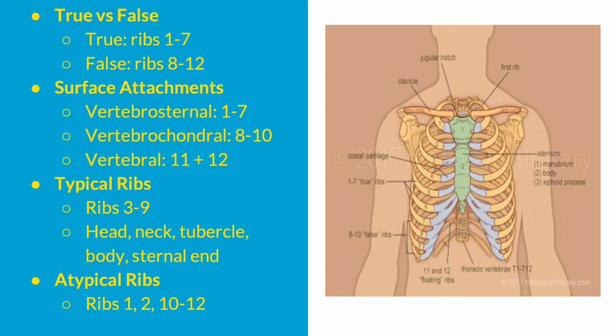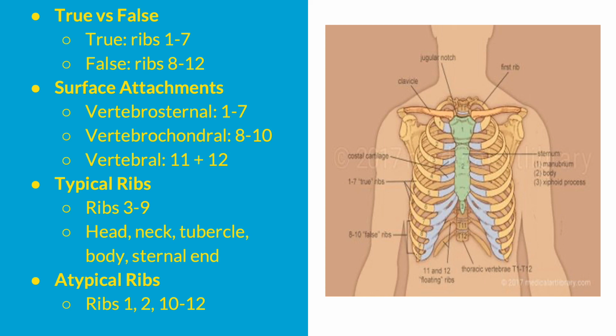Surface attachments are a different way that you can differentiate the different types of ribs. So vertebrosternal versus vertebrochondral versus just straight vertebral. You know that 11 and 12 are floating ribs. Ribs 1 through 7, those true ribs, attach directly to the sternum. And then 8 through 10 are going to attach to cartilage, which then takes them up to the sternum. So that's important to know.